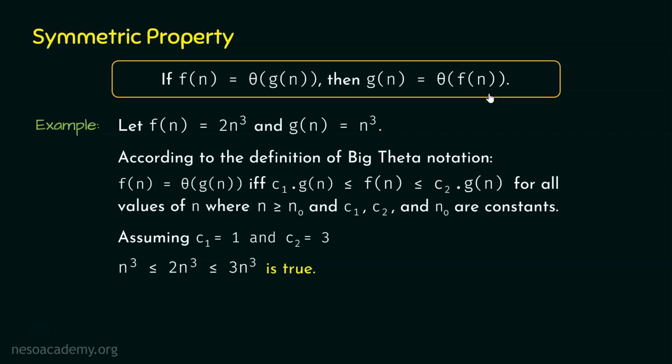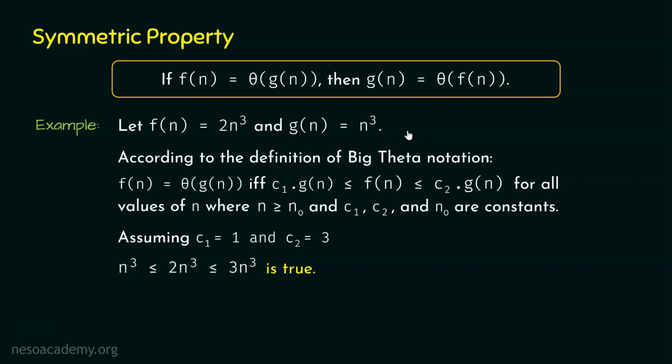Now let's show whether Gn is theta of Fn or not. If we think logically, these two functions are asymptotically equal. So it does not matter whether we write Fn equal to theta of Gn or Gn equal to theta of Fn. They both mean the same. Both have the same meaning that Fn is asymptotically equal to Gn. Now let's try to prove this mathematically as well.